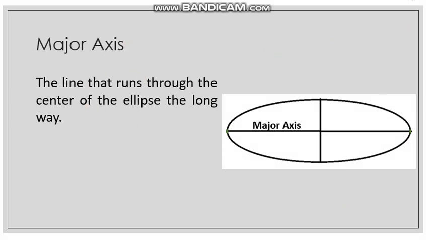The major axis. So the major axis is a line that runs through the center of the ellipse the long way. The endpoints of the major axis are the vertices, and along the major axis are also the center and the foci. So kung saan taas nga segment, that's the major axis, and they are together with the vertices and the foci. So here are the vertices.